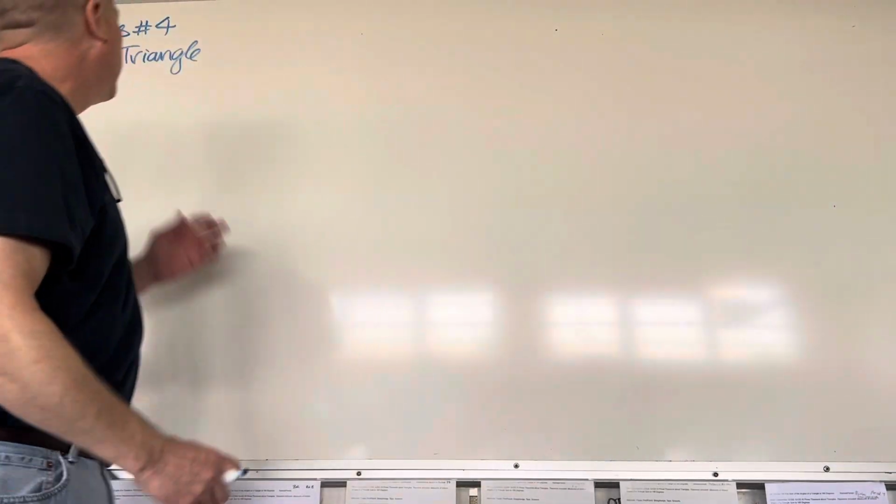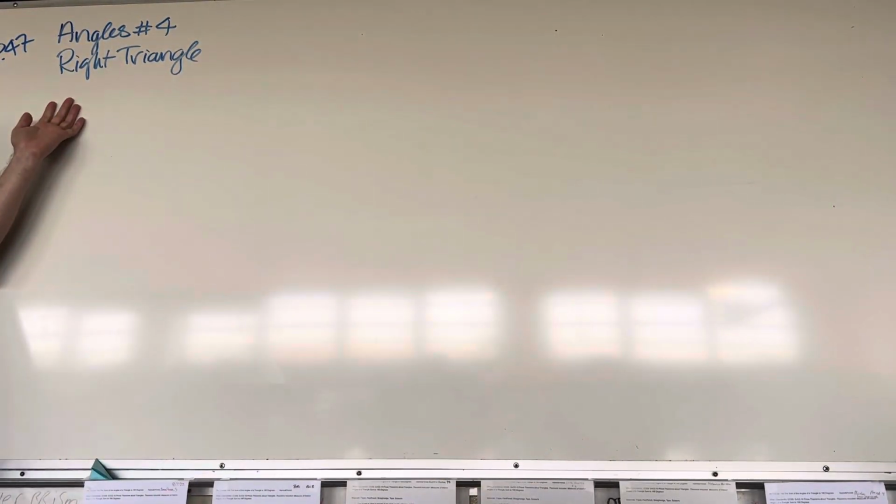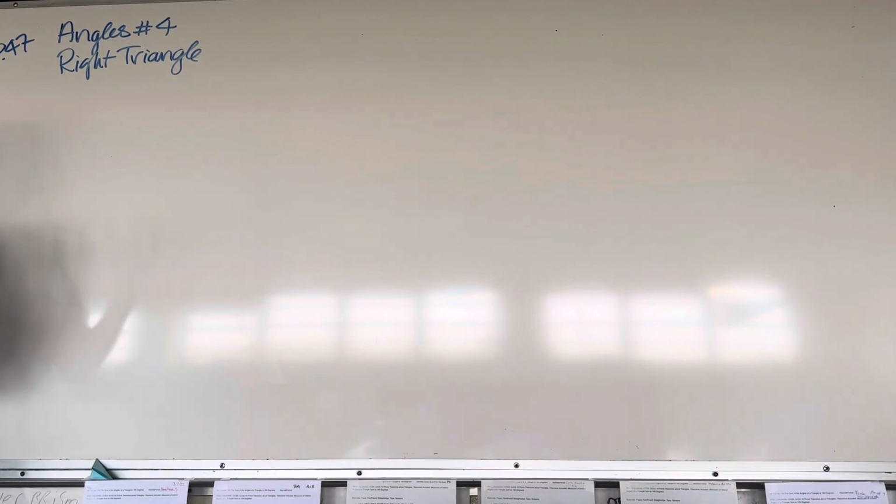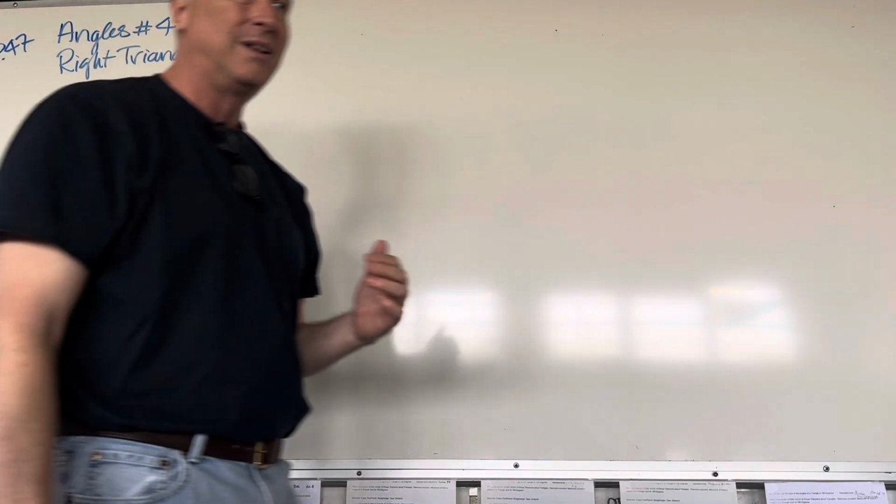All right, so it is angles number 4, right triangle. Who knows what a right triangle is? Look at your notes, by the way. Are you looking at your notes, page 47? What's a right triangle? 90. Good. More. 90 degrees what?